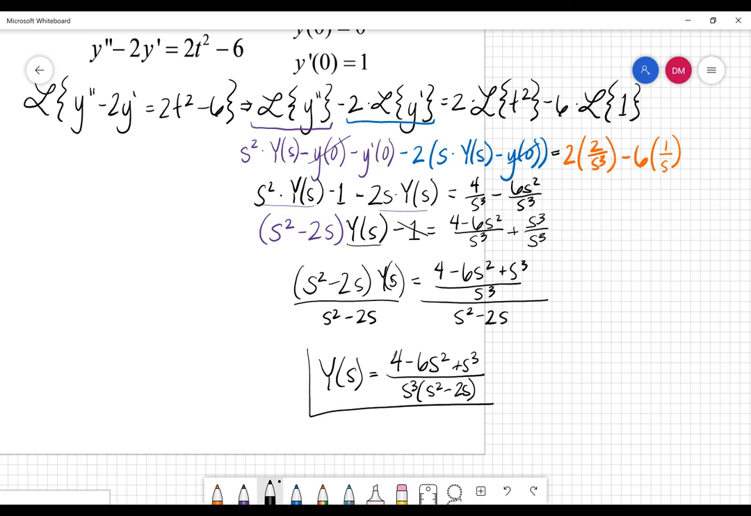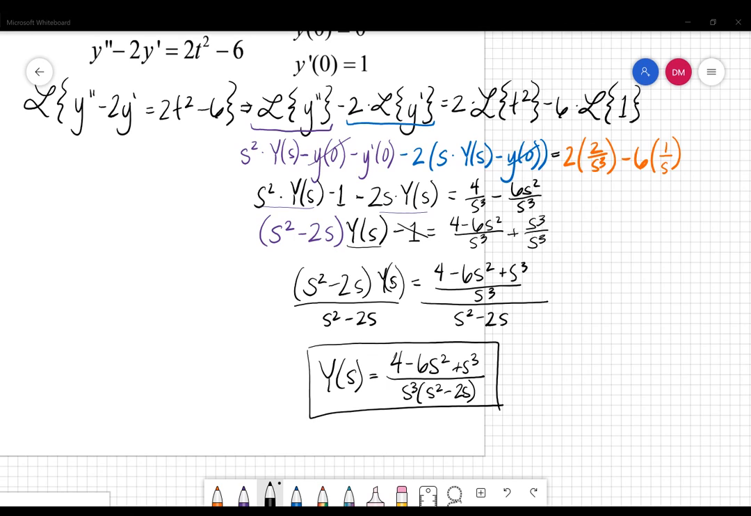At this point, like I said, not really concerned with getting it much more simple than that. We just want to know what capital Y of s looks like at this point, and we can take it a little bit further in our next section. But hopefully that was a quick, easy way, and you can get a little more practice with this today.